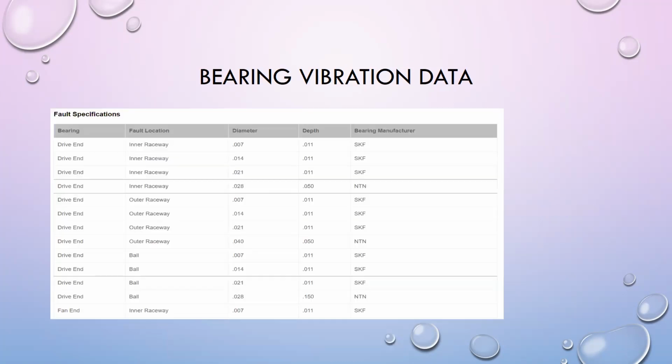If you go to the website on that link, you can see this type of information. You can see, for example, a drive end inner raceway with a 007 diameter fault. The depth is 011 and the brand of the bearing is SKF. If you click on each of these data, you can download the data and do your analysis for yourself. This data was collected by using accelerometers, and at the end of this slide, I will tell you how you can collect this data yourself using an accelerometer.